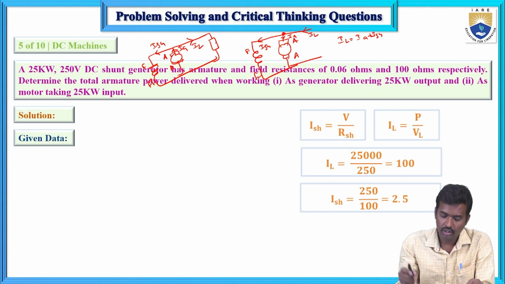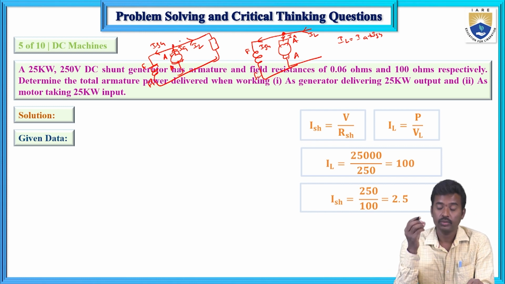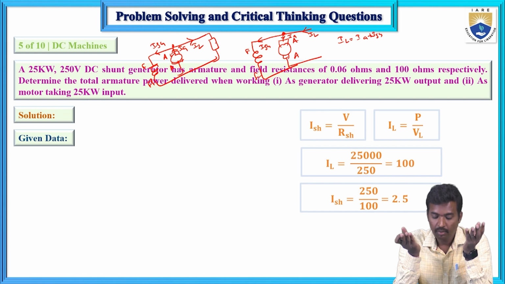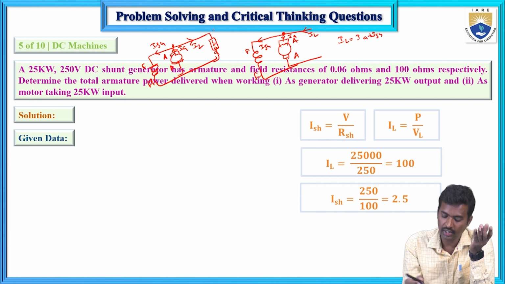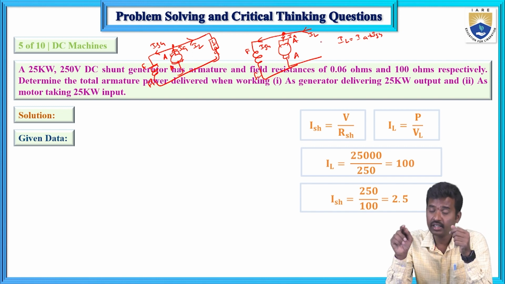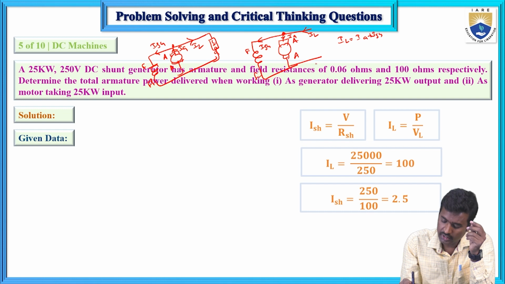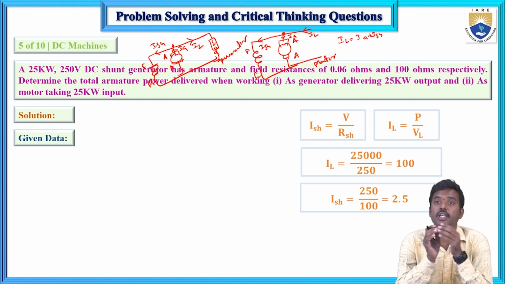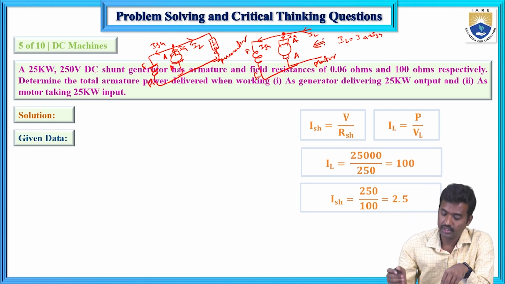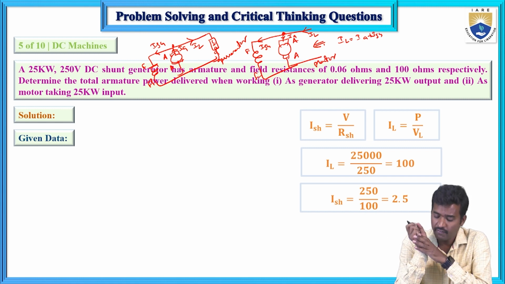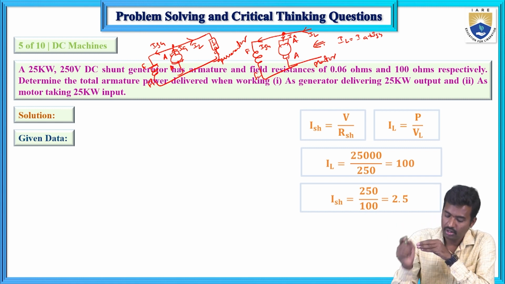Now, if you apply KCL, the generator delivers the power to the load. The armature current is upwards and this is delivering to the load side, this IL current. Here IL is the line current. So this is the generator case and this is the motor case. In the motor case, it takes the current, it takes the power from the supply.